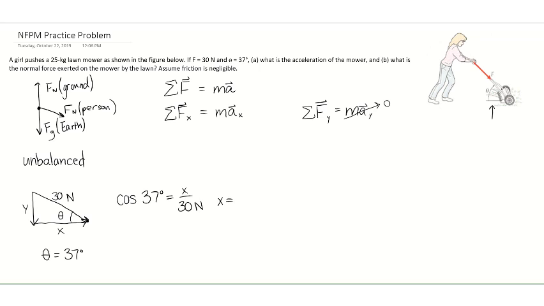That means that my x component is equal to about 24 newtons. I'll do the same thing with my y component, but this time I'll be using the sine function, since sine is opposite over hypotenuse. And I get about 18 newtons.